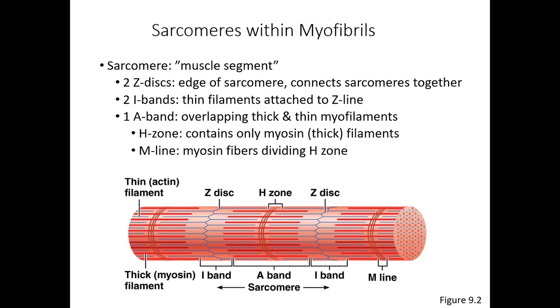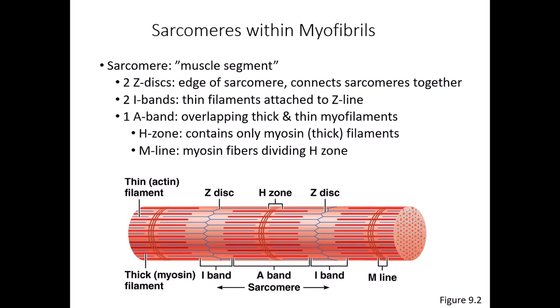We also have two I bands, and the I bands are made out of thin filaments. The I bands connect to the Z discs at each end, and they are made up only of thin filaments. So where the thin filament attaches to the Z disc or Z line, that is your I band.